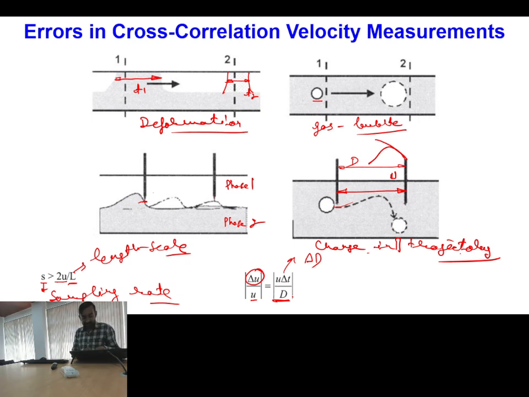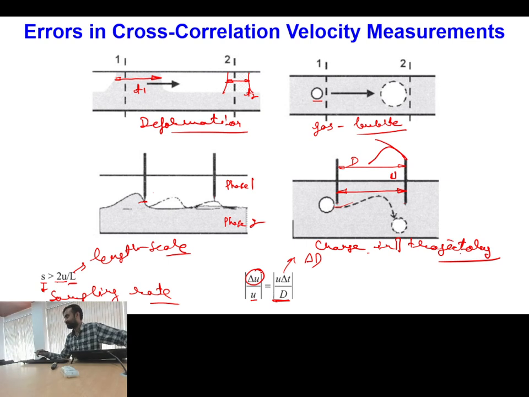But if you keep a large distance, then you may have many sources of error. So that's why you always have to keep the distance small. With a small distance, your uncertainty in measurement of velocity will be high. Okay. So it means this method of measurement of velocity gives large uncertainty.